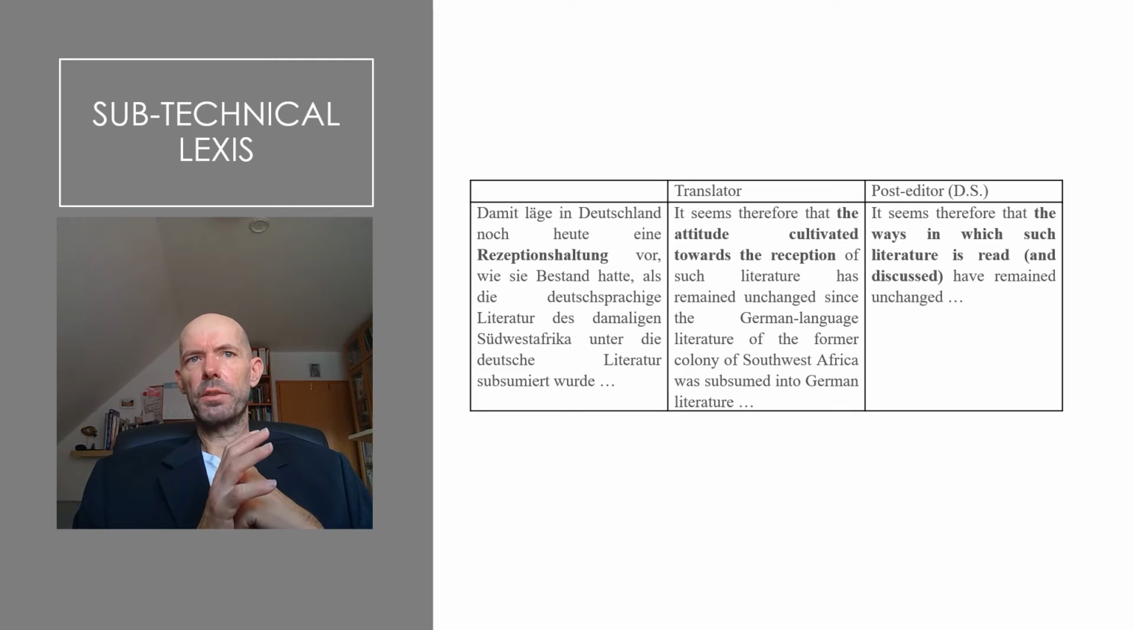German Rezeptionshaltung harks back to reception theory, of course, which was developed by Jauss and Iser in the 1960s and 1970s. Rezeptionshaltung can be paraphrased as Haltung, die der Leser gegenüber dem Text einnimmt. The English translator, however, has misunderstood the compound as meaning Haltung, die man gegenüber der Rezeption von Texten einnimmt. So the Rezeptionshaltung which the text alludes to is the view that Southwest African literature written in German is German literature rather than an independent type of literature.